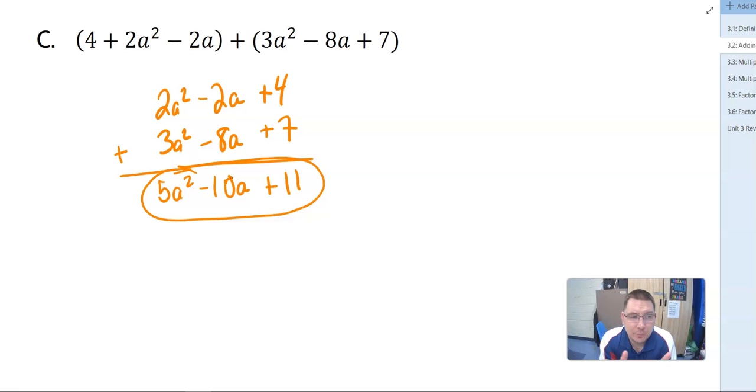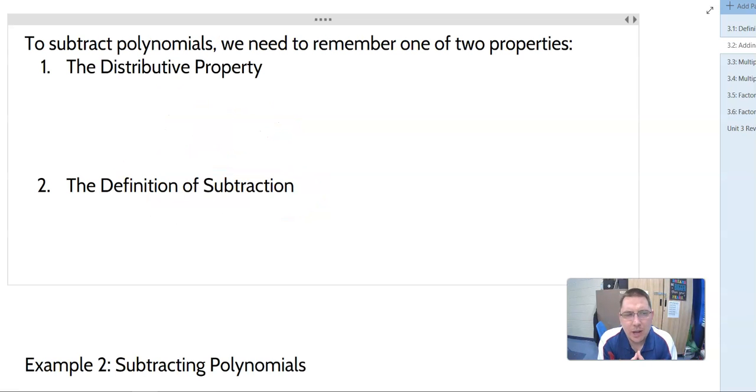All right, so for addition, it's pretty straightforward because the signs aren't going to change on us. There's no crazy things happening. But when we go to subtraction, we've got to keep something in mind, and that's what we're going to look at next. So to subtract polynomials, we got to remember one of two properties.